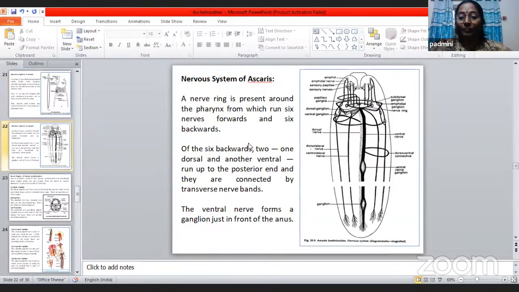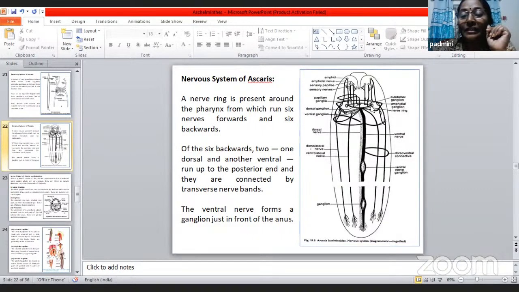Nervous system. I want you all to have a look at this nervous system very clearly over here. What is the nervous system made up of? The nervous system has a circumpharyngeal nerve ring. So this is the circumpharyngeal nerve ring, and this ring is connected with some ganglia. What do you mean by ganglia? Ganglia means a number of nerve cell bodies present at one place, giving a bulged-like structure. So that is what is called ganglia: nerve cell bodies make up the ganglia.